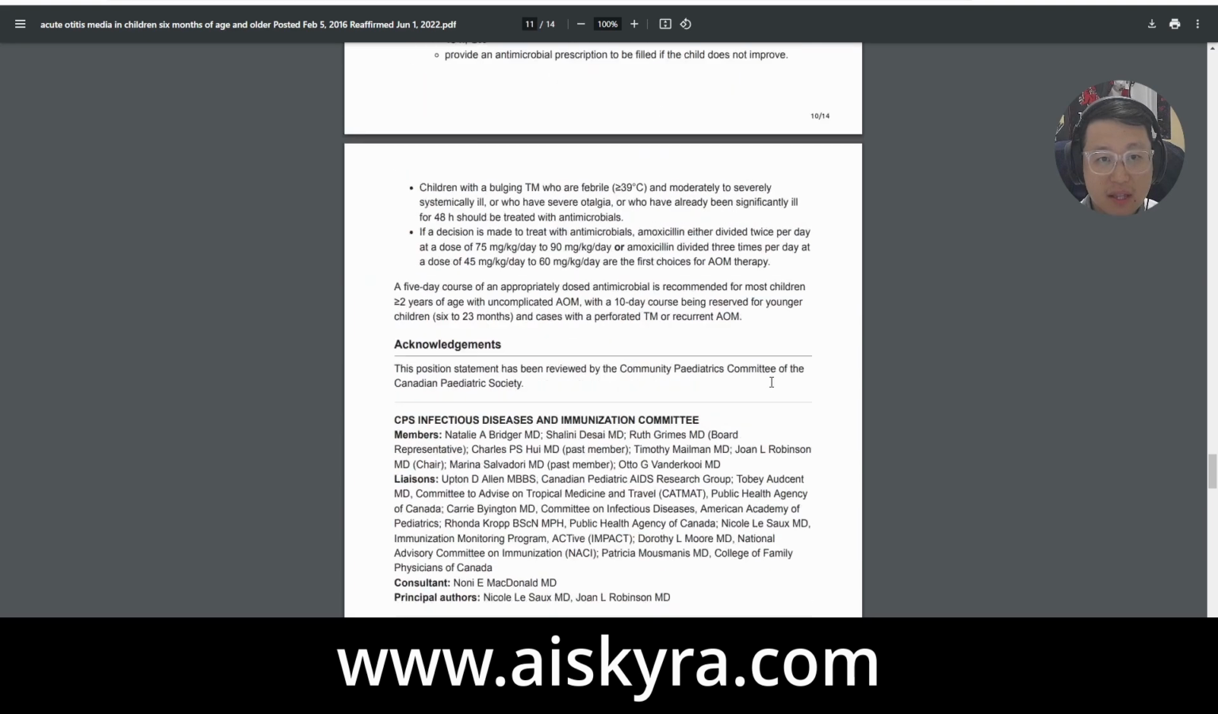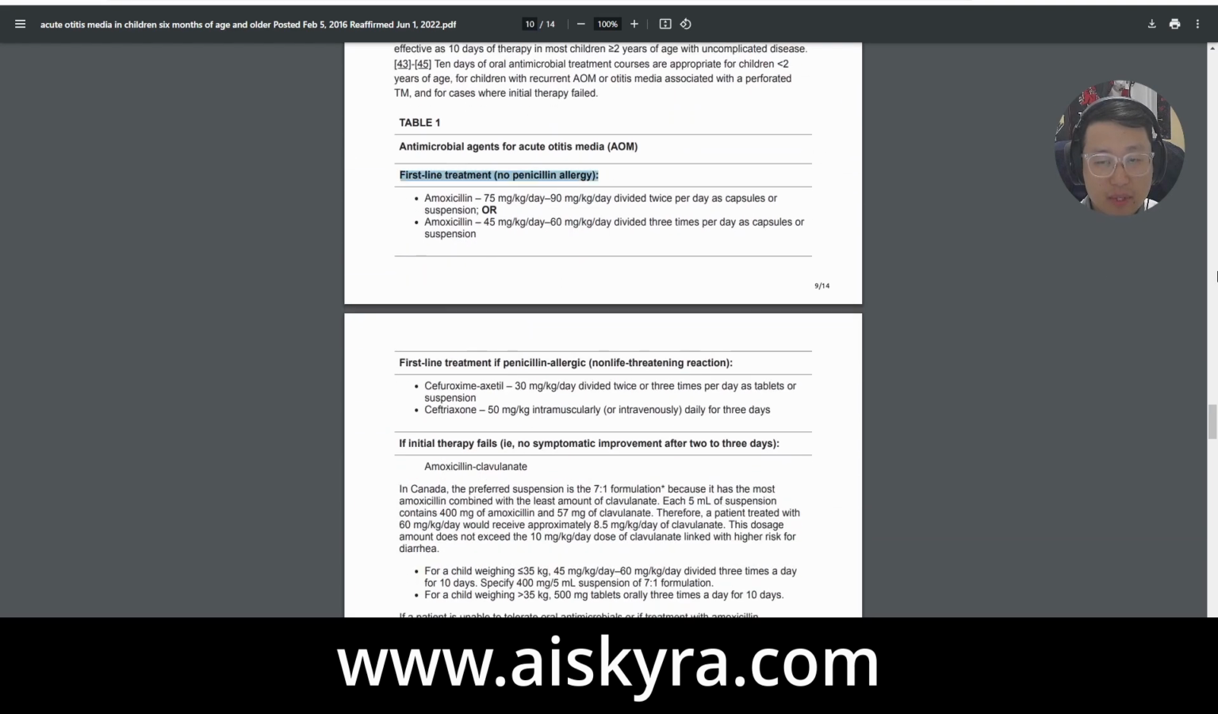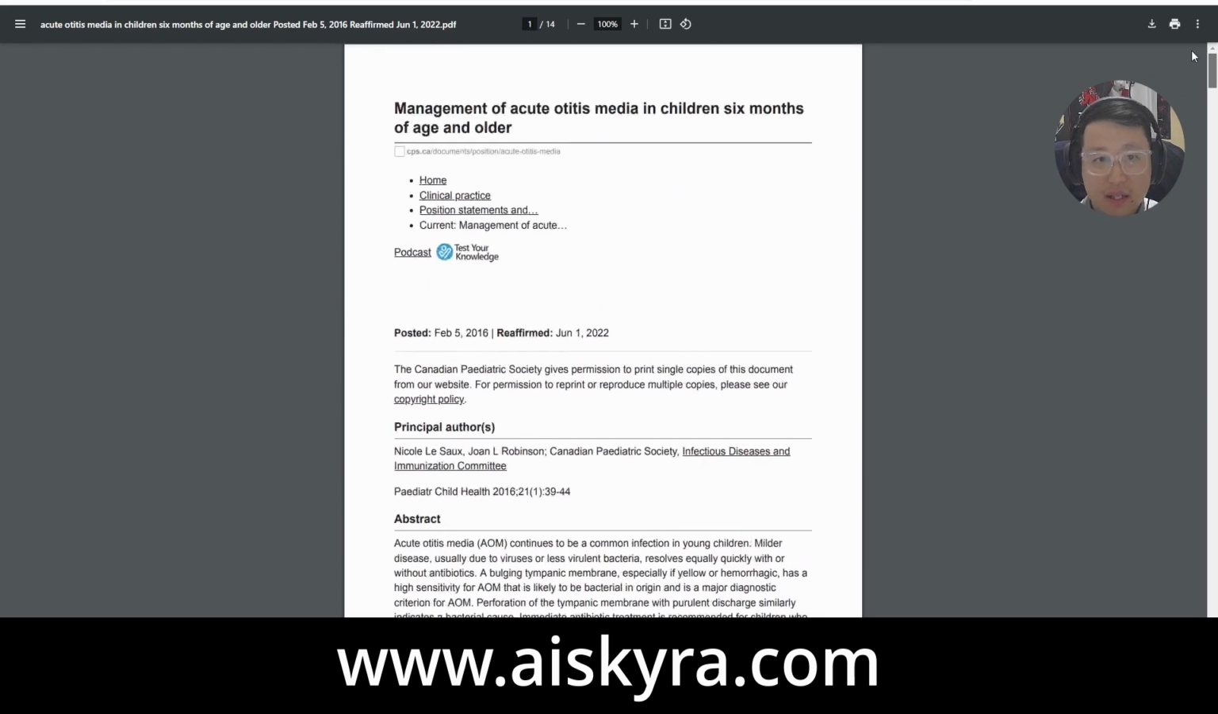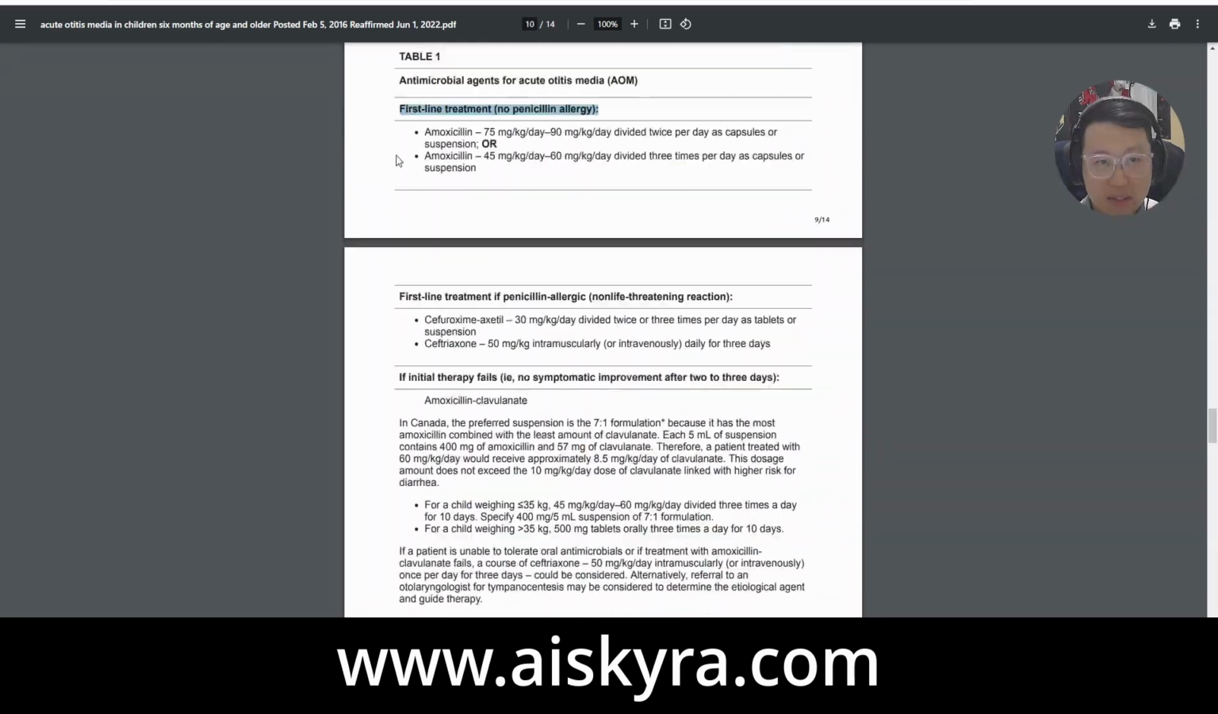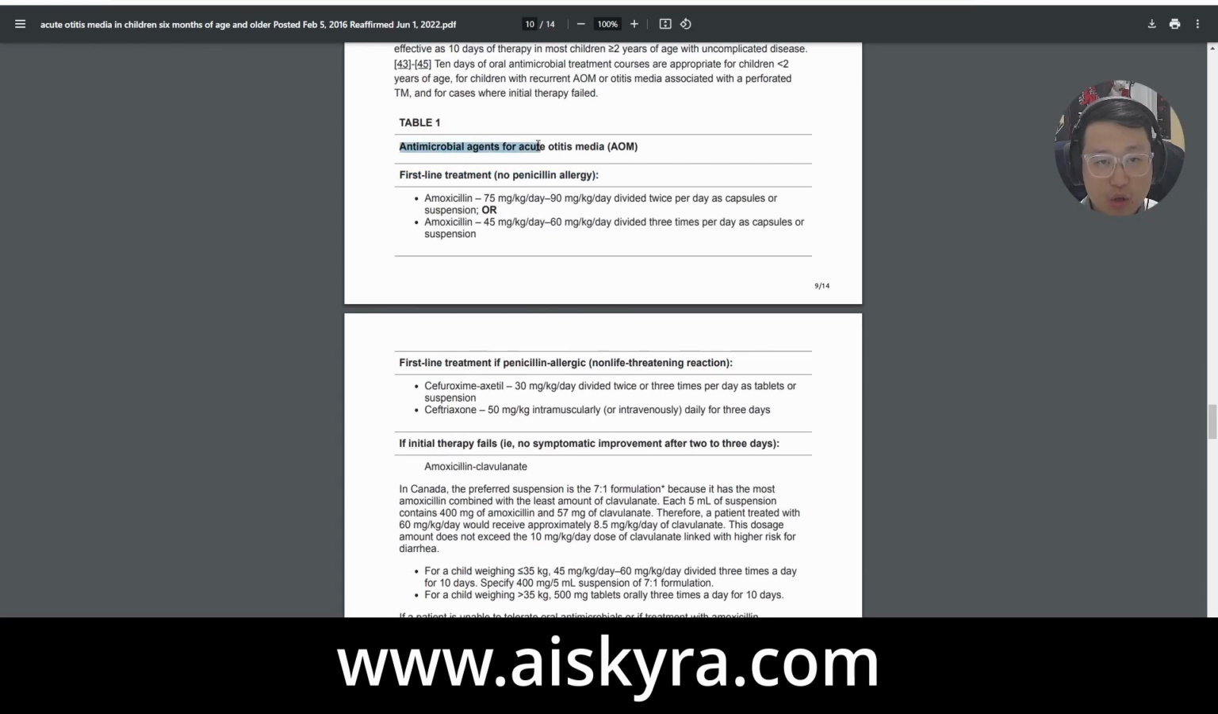So you can see that if you go to first line treatment, this is from the Canadian Pediatric Society in terms of AOM for children. If you scroll down to the table where it says antimicrobial agents, first line therapy, you can see it right here. And basically the AI is retrieving a specific answer based off of your context, and it tries to find the right reference or practice guideline to answer that question.